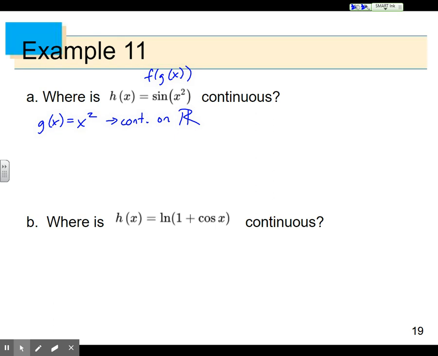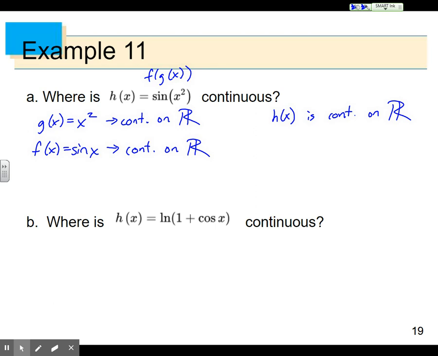Okay, let's look at my f function. Well, it's just sine. If you've watched any part of this video, I've already said that sine is continuous on all real numbers. So what does that mean for me? My h of x up here, this sine of x squared, is going to be continuous on all real numbers. A continuous function of a continuous function is a continuous function.